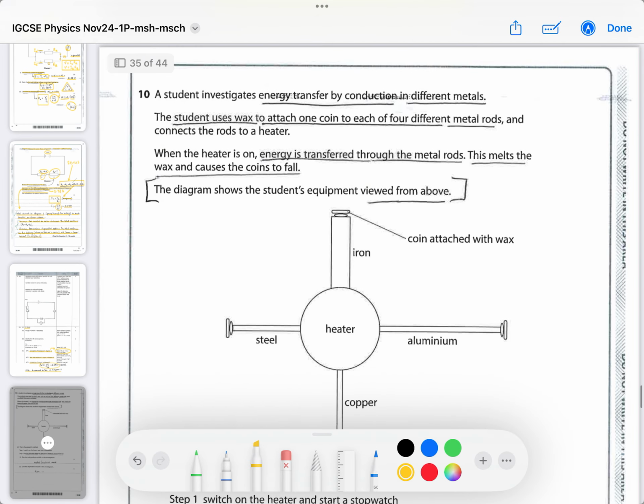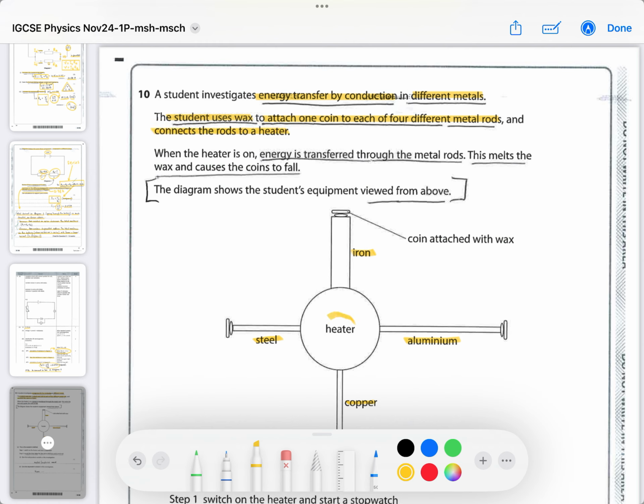The next question is question 10, and it's about energy transfer by conduction in different metals. You can see they're using iron, steel, aluminium, and copper. The student uses wax to attach 1 coin to each of the 4 different metal rods. I did a very similar experiment this week with my year 10s, as they've just started the energy topic, and they connect the rods to a heater.